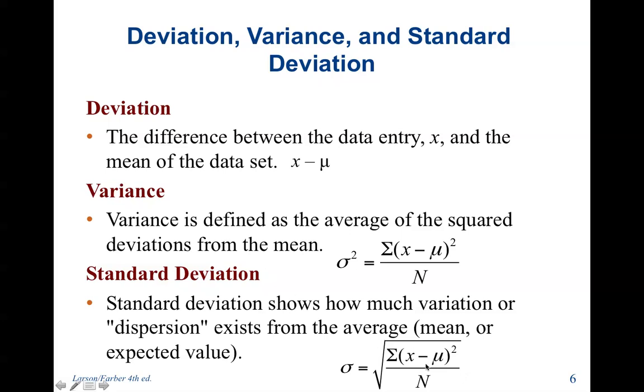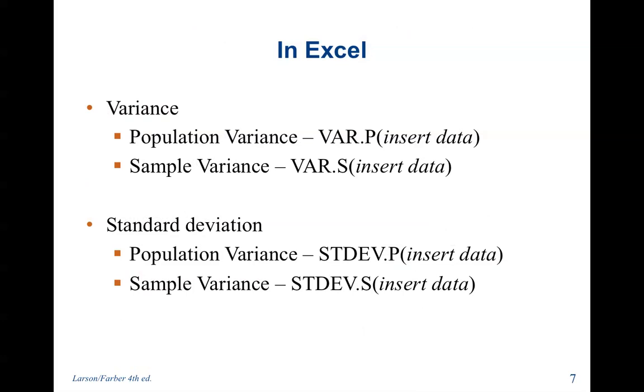And then here is standard deviation of a population. And again, I will discuss population and sample in a little bit. So in Excel, if we want to find the variance or the standard deviation, these are the formulas we use. If we have a population as our data, then we're going to use VAR.P. If we are using a sample, then we're going to use VAR.S.